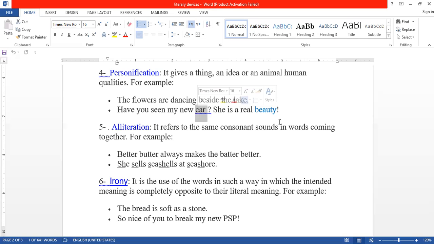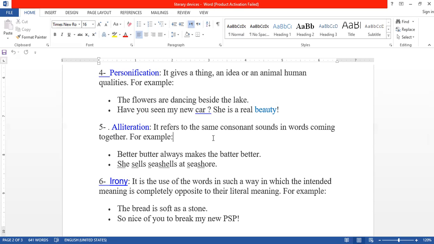It refers to the same consonant sounds and words coming together. For example, batter always comes from better. Better always makes the butter better. Mr. Butter is with a U, not an A. You wrote first B-U-T-T-E-R, the second one B-A-T-T-E-R. Yeah, this is the word. Okay, I thought butter. No. Go ahead.